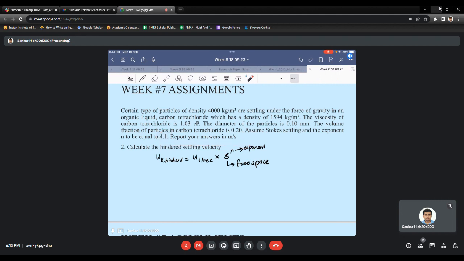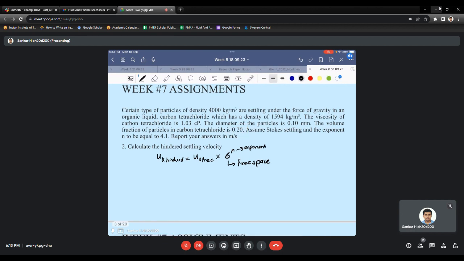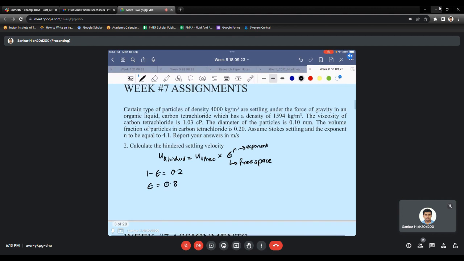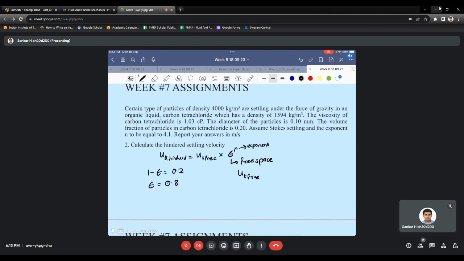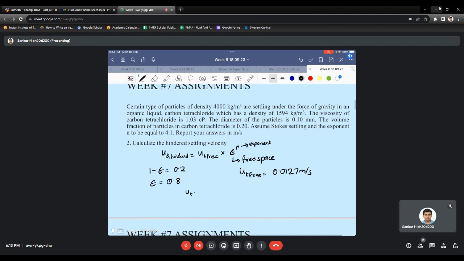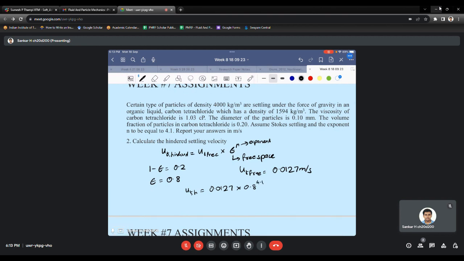Now what is given is the volume fraction of particles is 0.2. So epsilon here is a free space, therefore 1 minus epsilon is equal to 0.2. Therefore epsilon should be equal to 0.8. Therefore the free settling velocity is found to be 0.0127 meters per second. Therefore the hindered settling velocity will be equal to 0.0127 times 0.8 power 4.1.